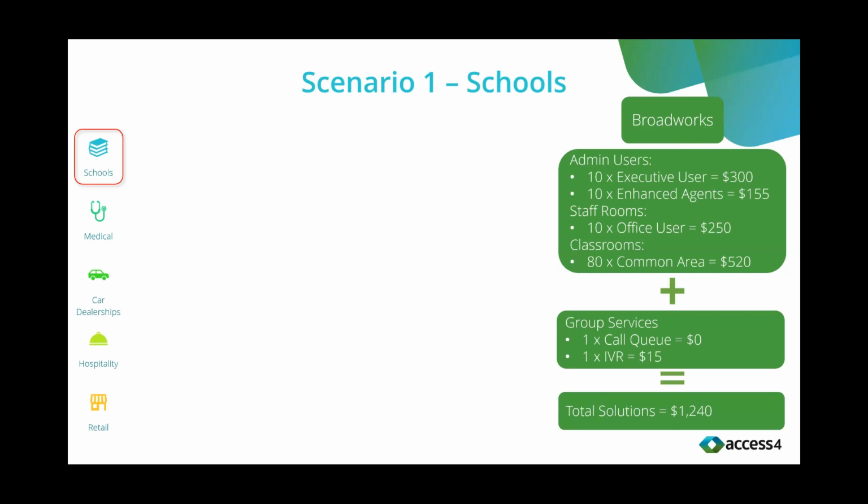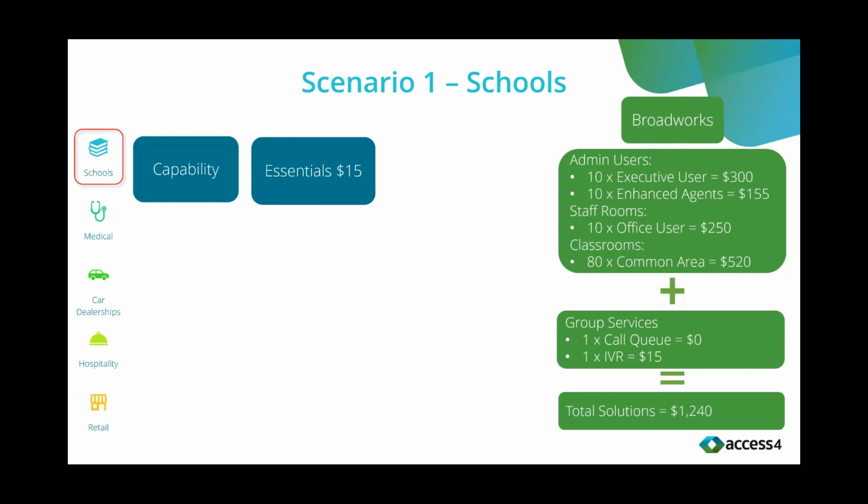They're not going to be making a lot of calls. They're probably not calling external. They're probably calling back into the admin staff, or one of the staff rooms, so it's more simple from that perspective. From a group services perspective, we've thrown an IVR in there. A lot of schools use an IVR for when someone calls in saying that their kid's not coming in today because they're sick, something like that. An IVR can handle that pretty well for them. And then a call queue for those admin staff as well. In total, you're looking at just over $1,200. So a fairly large solution, it's going to be pretty costly.